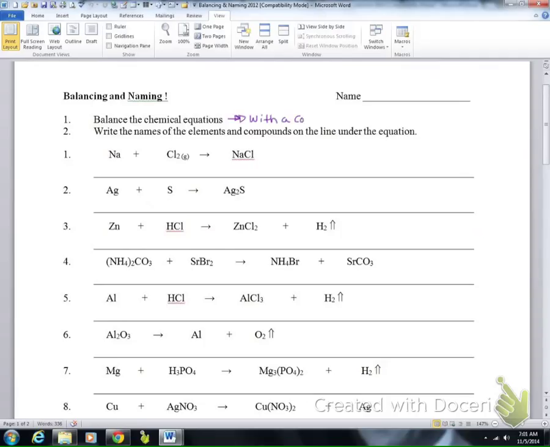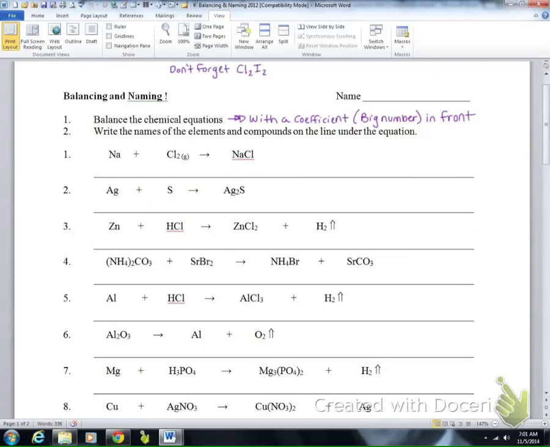So a couple of reminders here. The first thing we want to do is balance the chemical equations, and we're going to balance those with the coefficient, which is just the big number in front of the compound. So always, always, always make sure that your equation is balanced. And then we're going to write the names of the compounds underneath the equation.